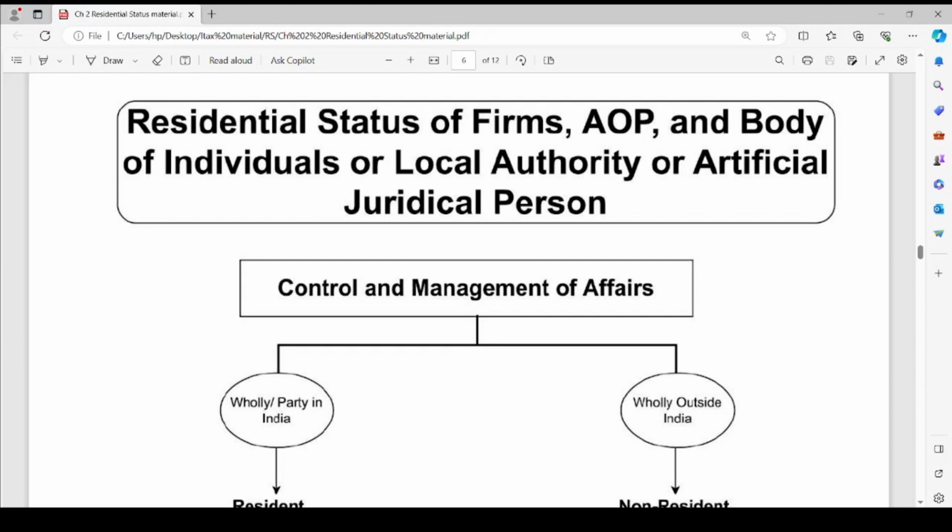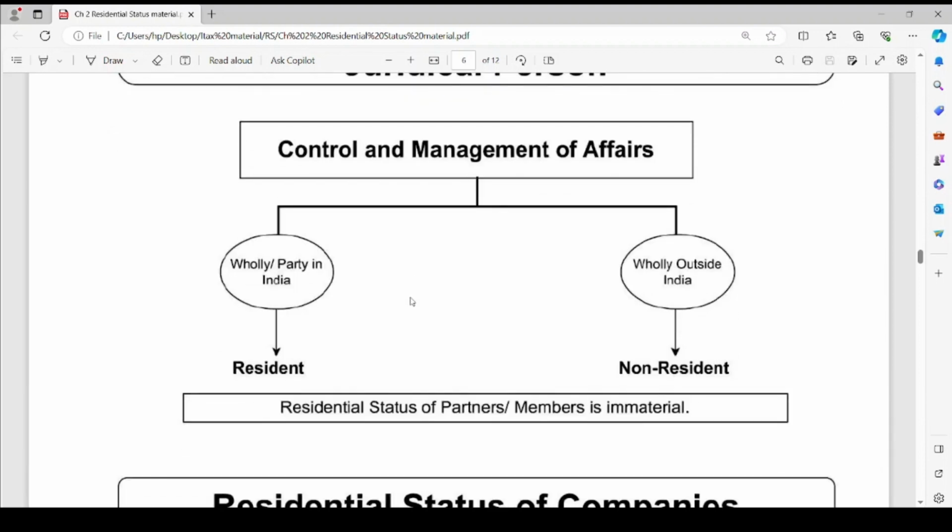Now we have completed discussing how to determine the residential status of individual as well as HUF. Heading to our next topic, how to determine the residential status of firms, association of persons and body of individuals or local authorities or artificial juridical persons. For all these persons, the determining factor for the residential status is the control and management of affairs. Simply, if the control and management of affairs of such person is wholly or partly in India, he is considered to be resident.